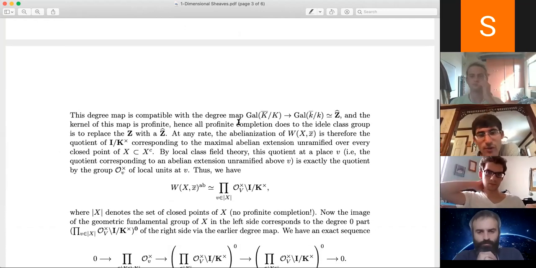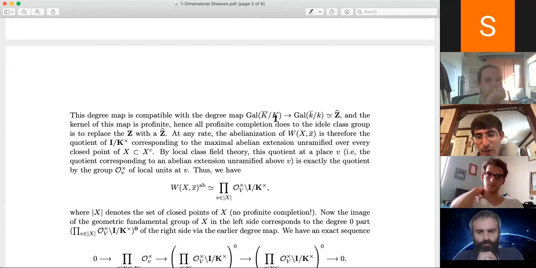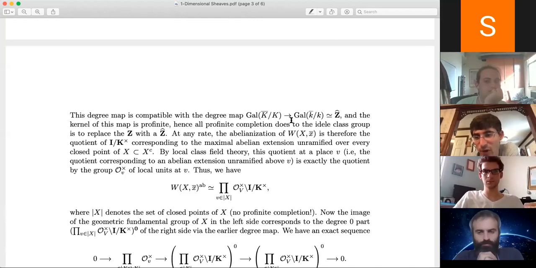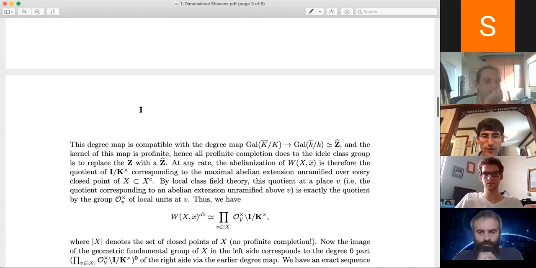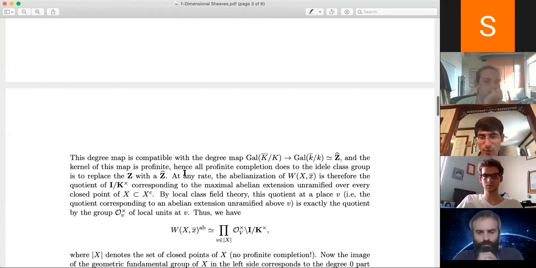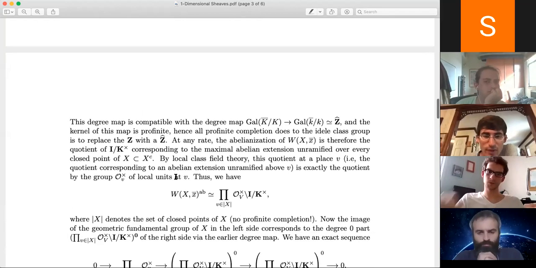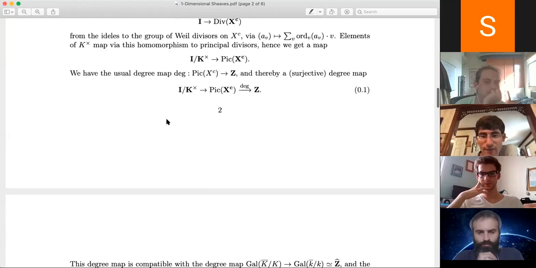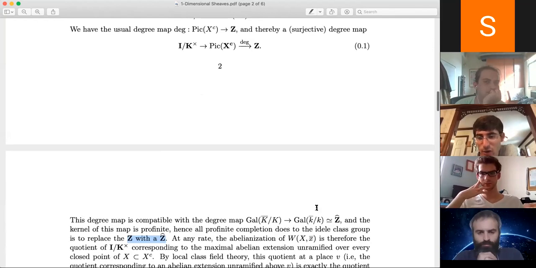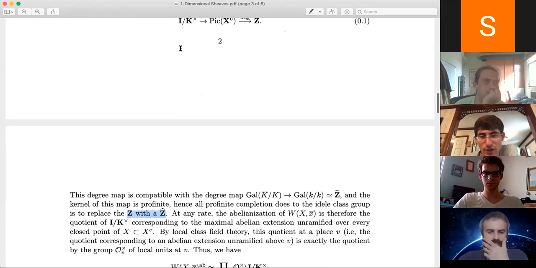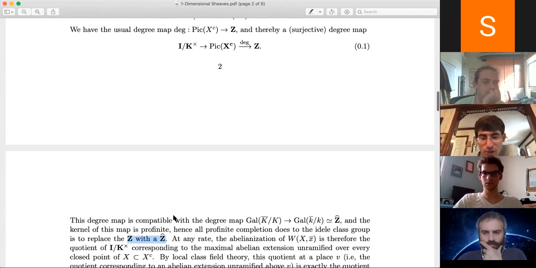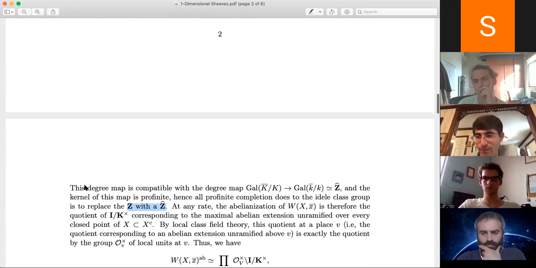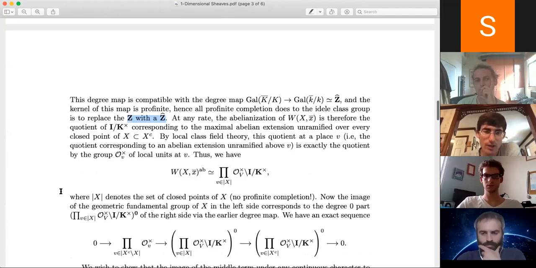So this degree map is compatible with the degree map from the Galois group of K bar over K to Z hat, the Galois group of little k bar over k. And the kernel of this degree map is a profinite group, because the Galois group is profinite, and this is just a closed subgroup. So all profinite completion does to the idele class group is to replace the Z with a Z hat. The idele class group maps to Z, the Abelianized Galois group maps to Z hat, and the kernel here is profinite. So profinite completion just replaces the Z with the Z hat. This isn't such an important point, but okay.